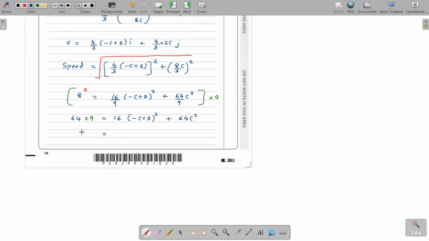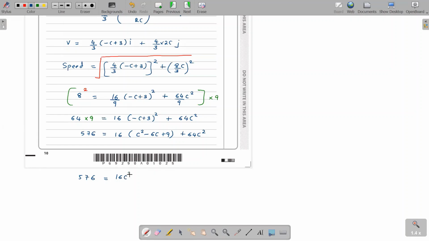That gives me 576. 16 times (minus c plus 3) squared. You'll have to expand the bracket. Minus c plus 3 times minus c plus 3 is c square minus 6c plus 9. I immediately expanded. 64c square. Let's get the answer.